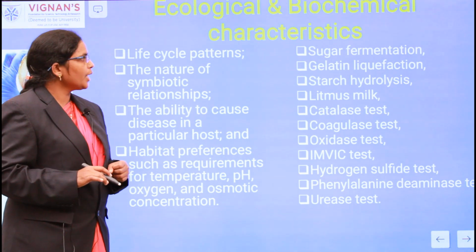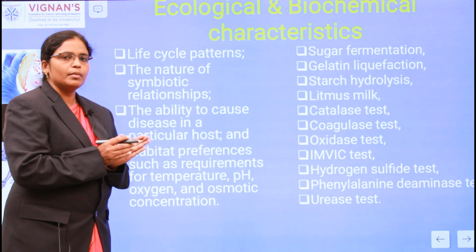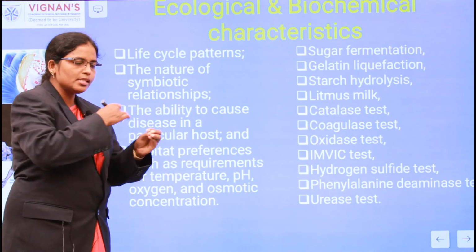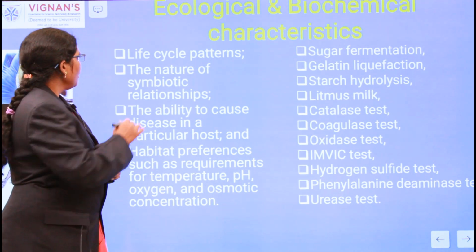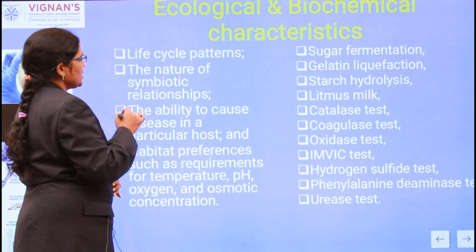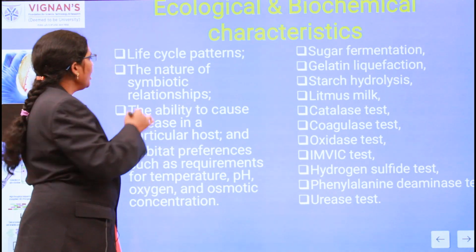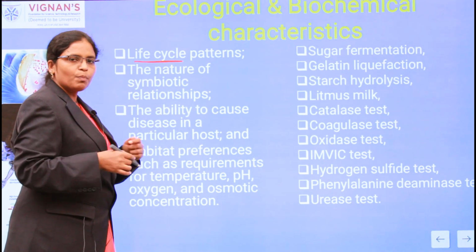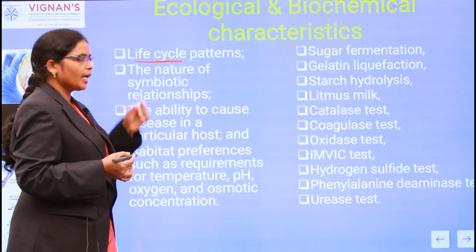Next one is the ecological and biochemical characteristics. Ecology is nothing but the organism and its surrounding environment. So the interaction between the organism and its surrounding environment is called ecological interactions, where we can observe the interaction of microorganisms with other organisms or with other animals, or we can study the life cycle pattern of a particular organism. How it is multiplying, what are the conditions, what is the habitat, everything comes under the life cycle pattern.